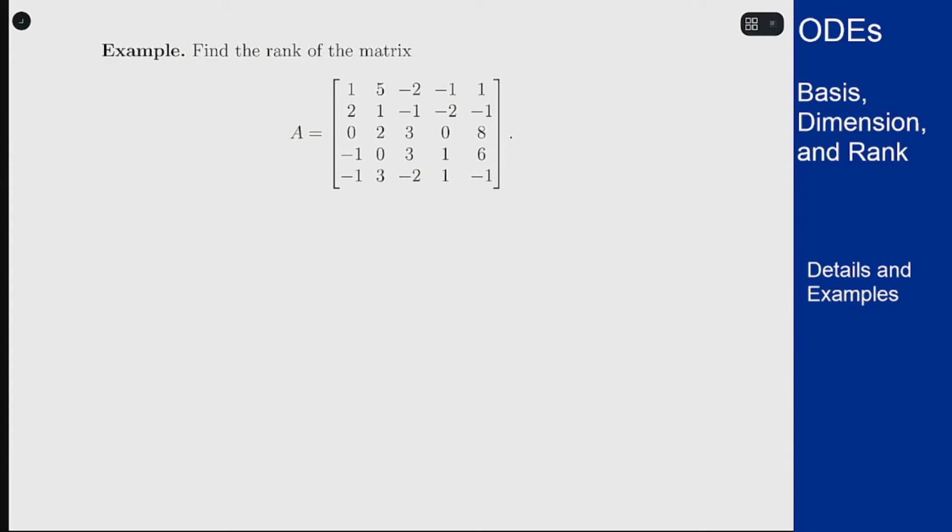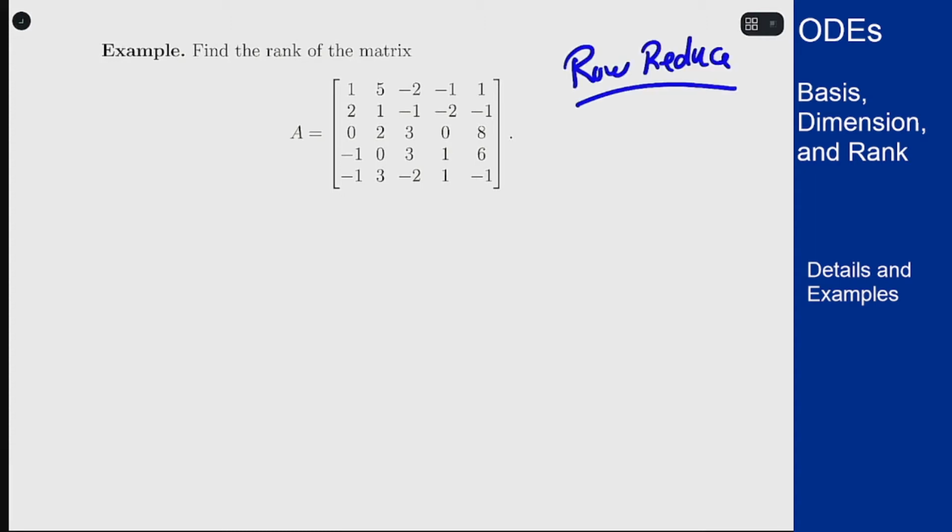In this example, we will compute the rank of a 5 by 5 matrix. We have a 5 by 5 matrix A and want to compute its rank. We're going to do that by row reducing and looking for the number of pivot columns or linearly independent rows or independent columns. All those are the same thing for this matrix. So we're going to row reduce and see what we get.